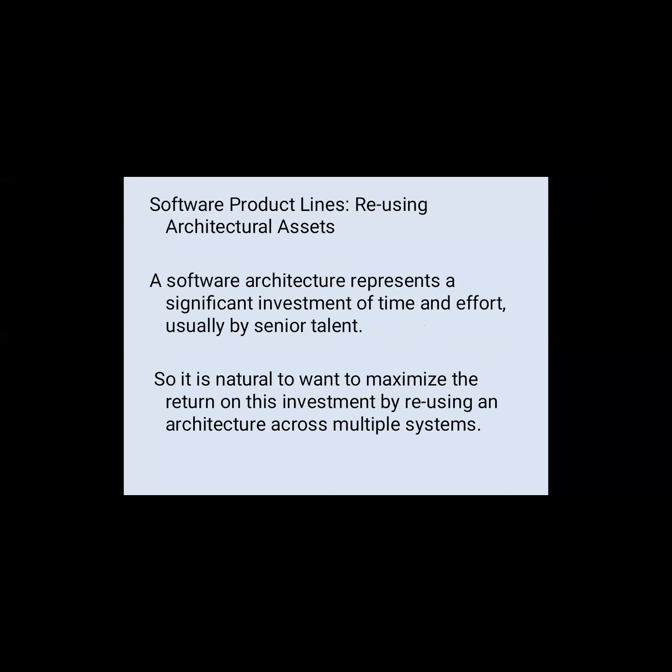So here we are reducing the cost and increasing the scalability. We are increasing the throughput but reducing the cost. This is possible by using software product lines. A software architecture represents a significant investment of time and effort, usually by senior talent. So it is natural to want to maximize the returns on investment by reusing an architecture across multiple systems. When we develop one software architecture, it needs a lot of time, a lot of money, and the effort of a lot of members. When we use the same type of assets to develop a similar architecture, we reduce the time to develop those similar structures, and automatically we get more benefits.